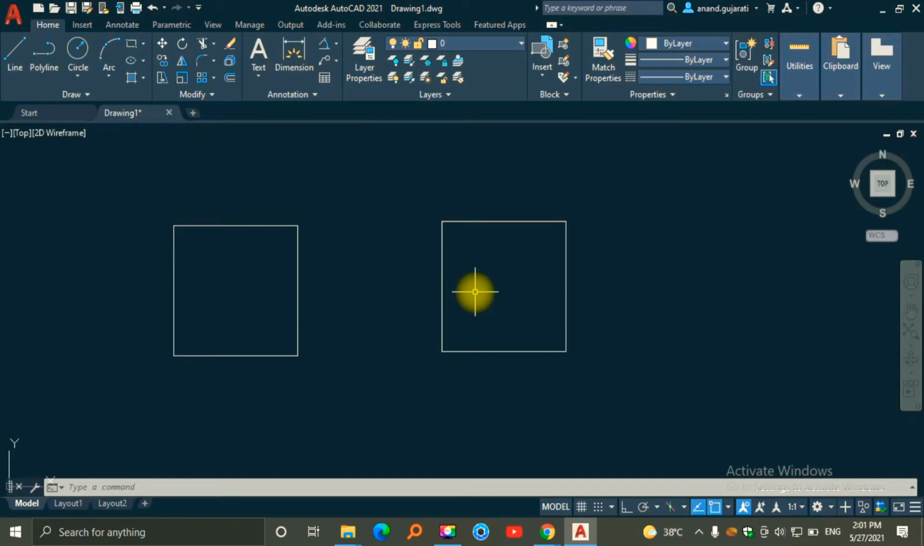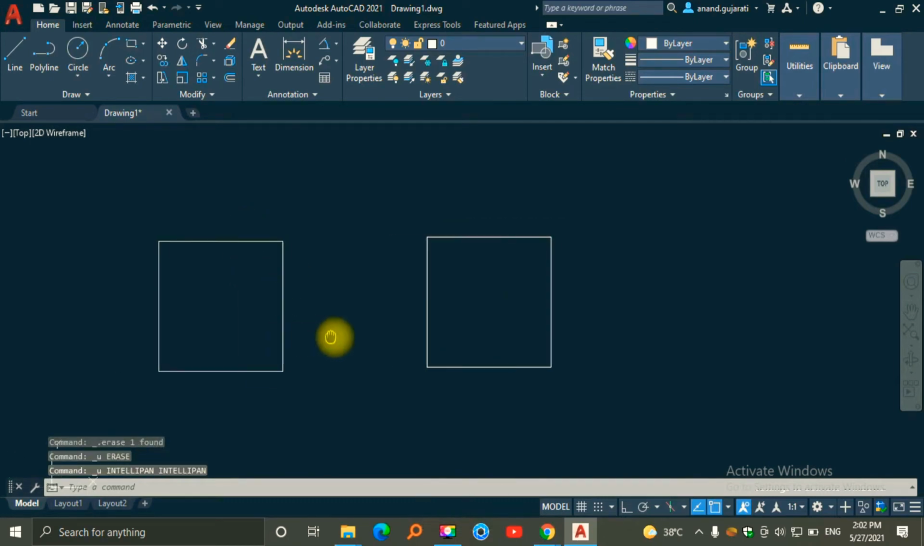So what is the difference between them? First, when I select the first square, as you can see, this entire square was prepared by four different lines. That means each individual line has a different identity. This line has a length of 50 and an angle of 0 degrees. This line has a length of 50 and an angle of 90 degrees. If I select this line and delete it, that is possible. That means each individual line has a different identity.